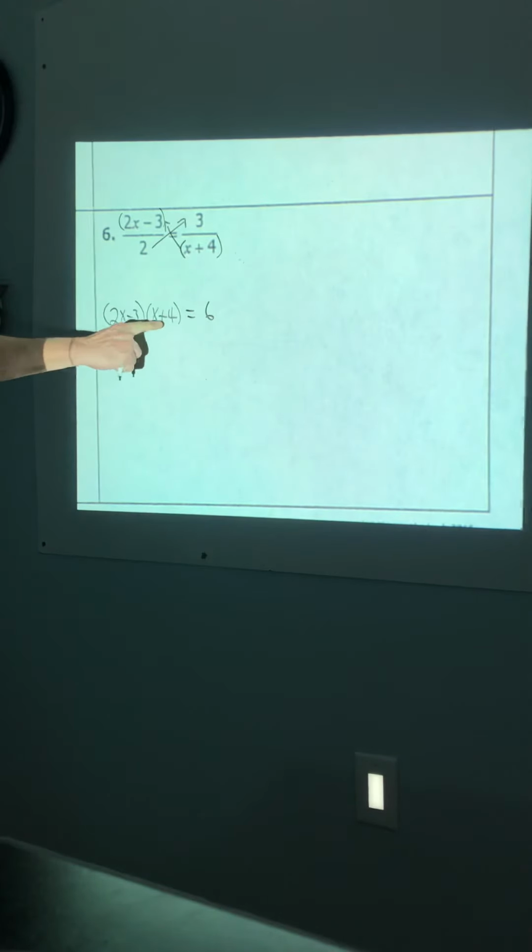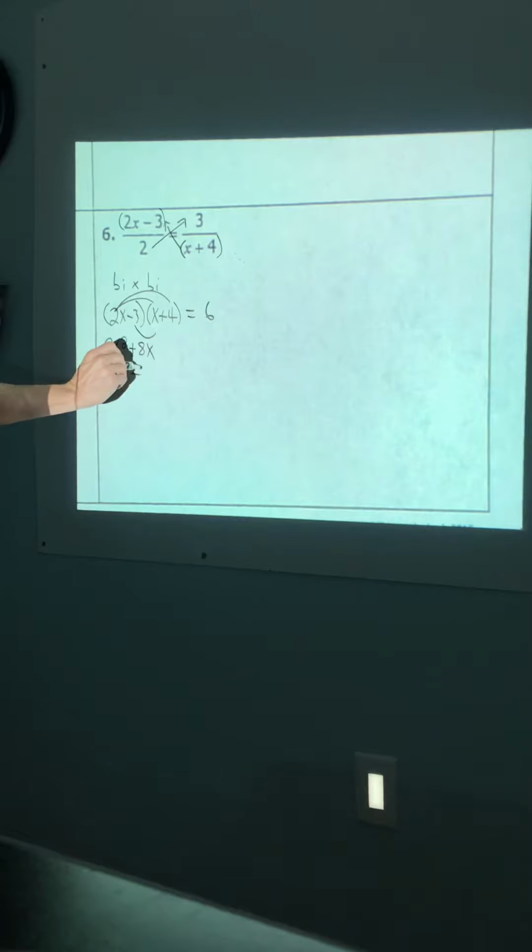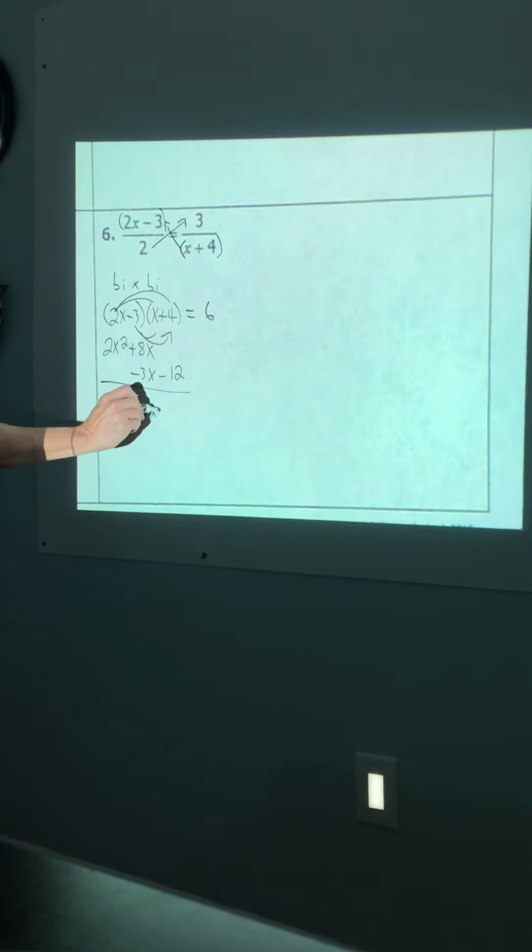Look, this is a binomial times a binomial. A binomial times a binomial at first is going to give you 4 answers. 2 times 2 is 4. Let's go ahead and double distribute. So 2x times x, 2x squared. 2x times 4, 8x, minus 3 times x, negative 3x, negative 3 times 4, minus 12. See how I have 4 separate answers? Then we combine the like terms here, so now you have 2x squared plus 5x minus 12 equals 6.